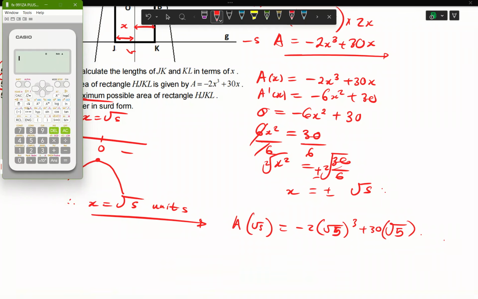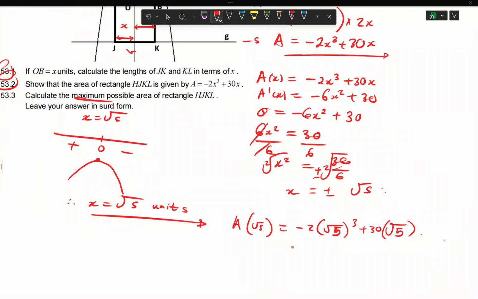So this is negative 2 square root of 5, that's cubed, it's like plus 30. The answer is something else: 20.07. 20.07, this is your answer, guys.